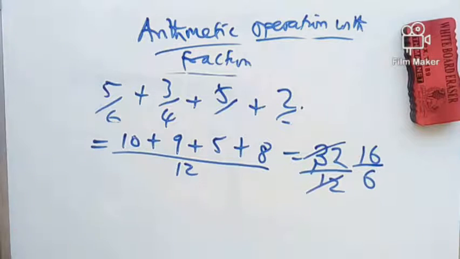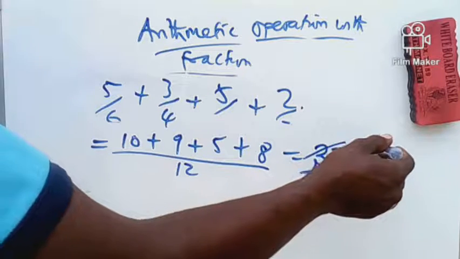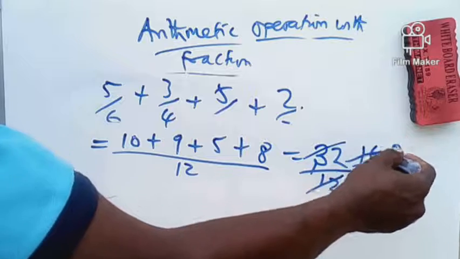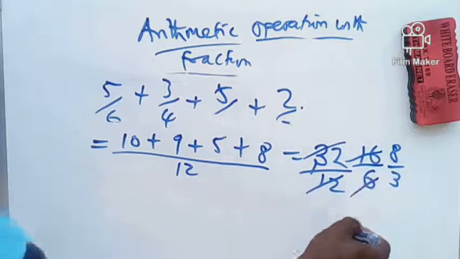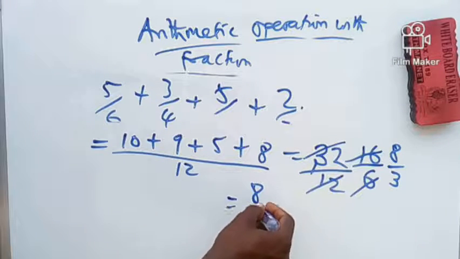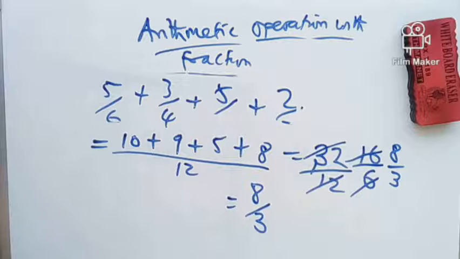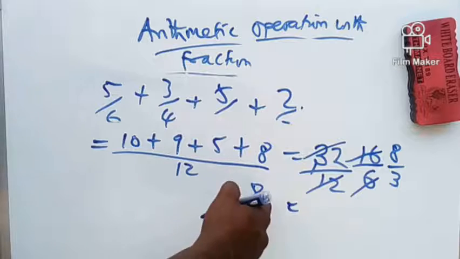6. Can anything still go? 2 can still go. And when 2 goes into 16, you have what? 8. When 2 goes into this, you have 3. The final answer becomes 8 over 3, which is an improper fraction. To be converted to a mixed fraction, you have 8 into 3. How many times will 3 go into 8?